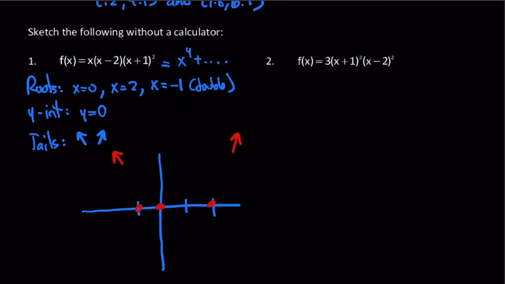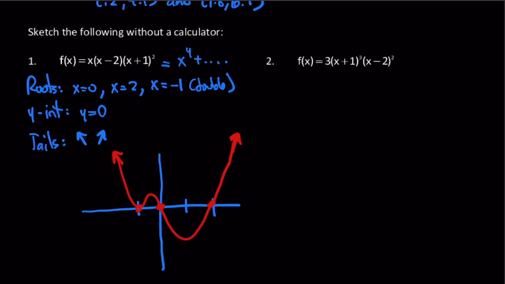So negative 1, it's going to be a double. Comes down here, turns around, goes up, turns around, goes back down through. And there's my semi-accurate sketch of that polynomial. Okay, my next one. I'll do this in a different color.